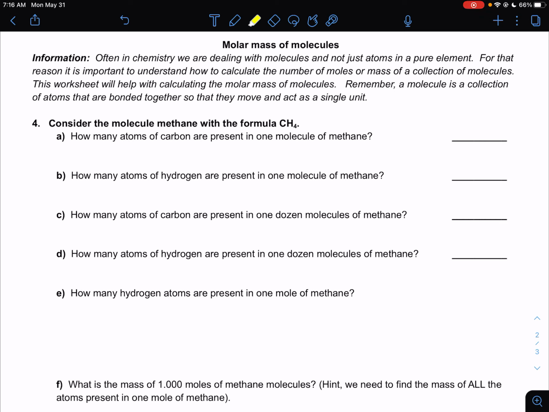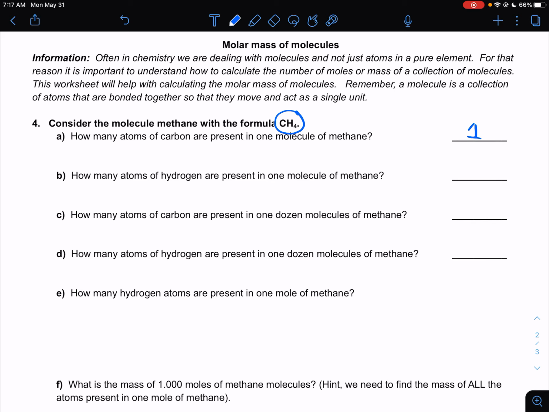So now we're going to go over the second half of this worksheet, which deals with the molar mass of molecules. In our first question, consider the molecule methane with the formula CH4. Really what we're dealing with is this formula CH4 and understanding what this means. Our first question is how many atoms of carbon are present in one molecule of methane? If we have a single molecule of methane, what this formula CH4 tells us is there's one carbon and 4 hydrogens attached.